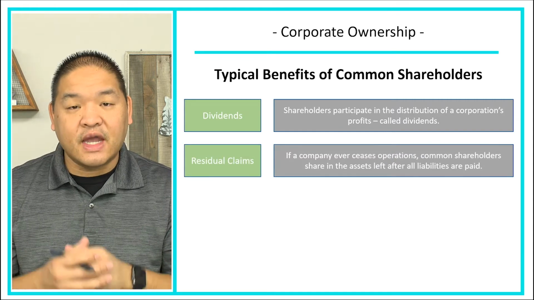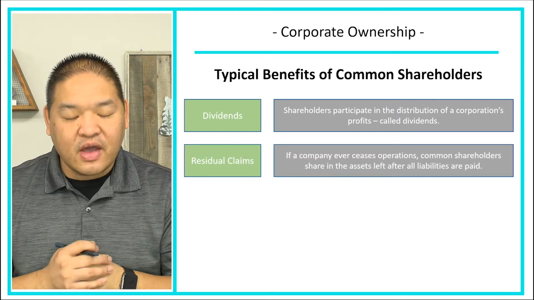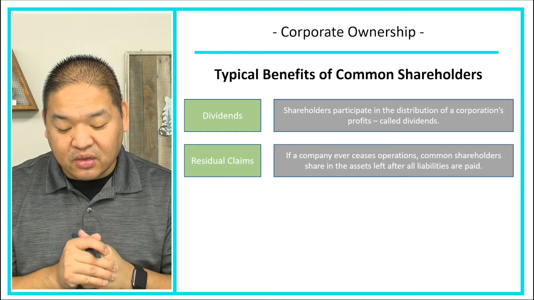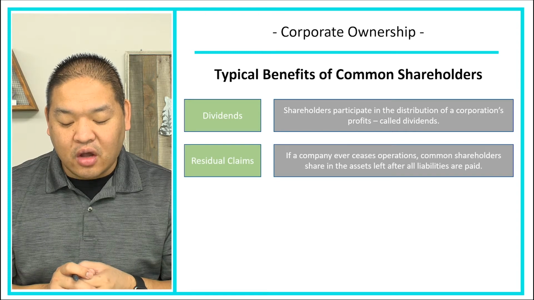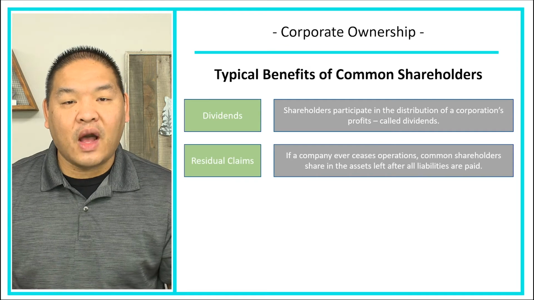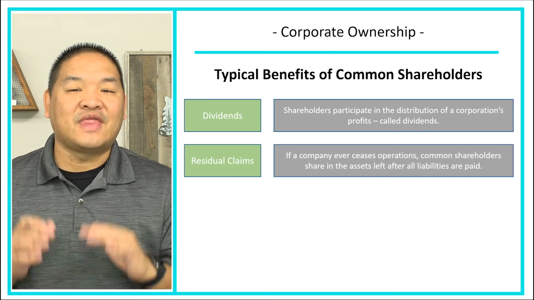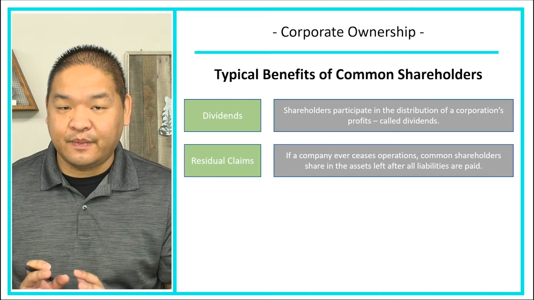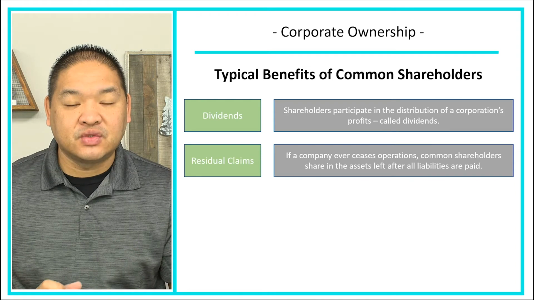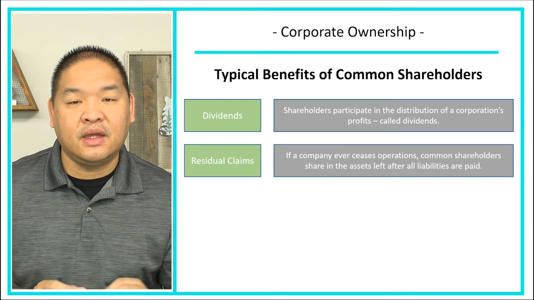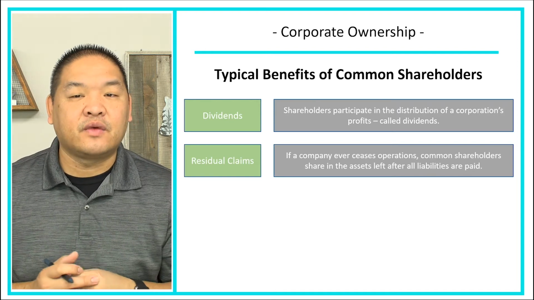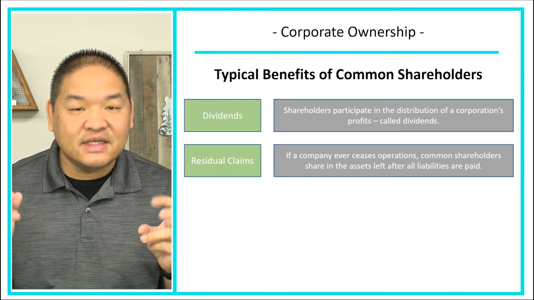The second benefit that comes with a share is that you have a residual claim. If a company ever ceases operations, common shareholders share in the assets left after all liabilities are paid. Now, this one really is not a benefit, and the reason why is you will not see a company at the height of success deciding to cease operations. If you do, great. But most companies will cease operations when they're not doing so good, meaning that they have more liabilities than they have assets to pay those liabilities. Therefore, they go bankrupt and then they cease operation.